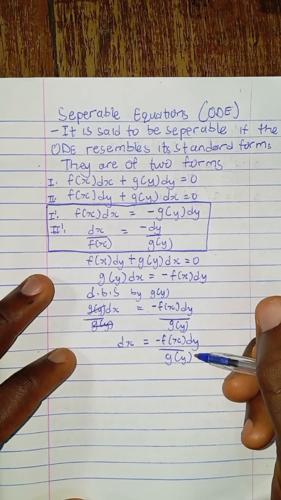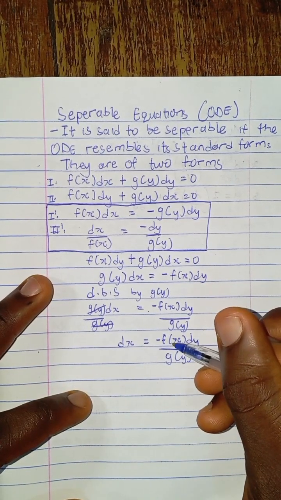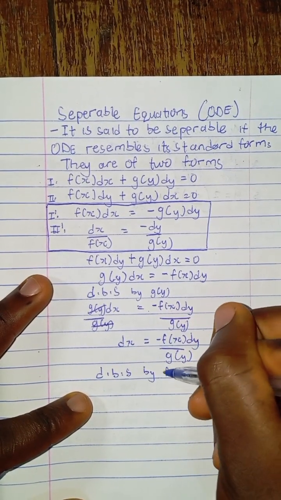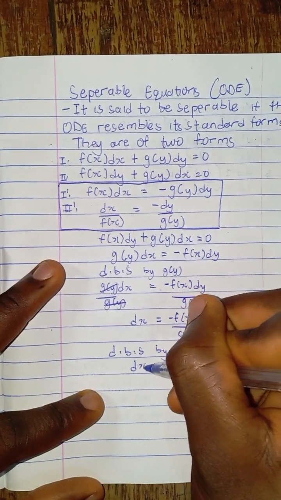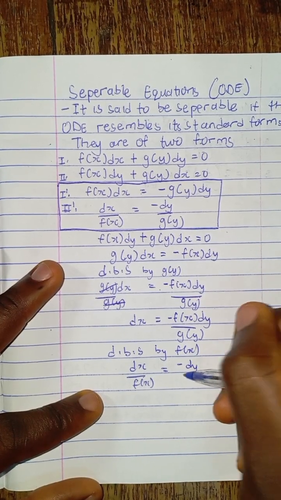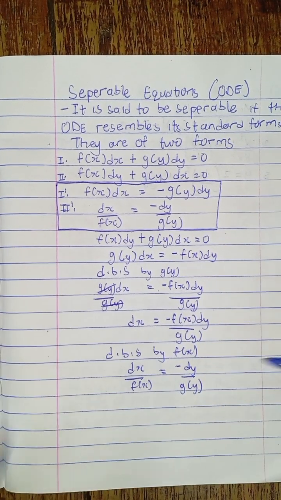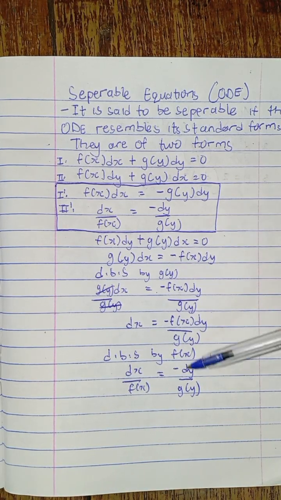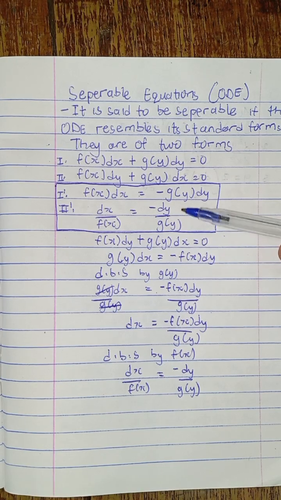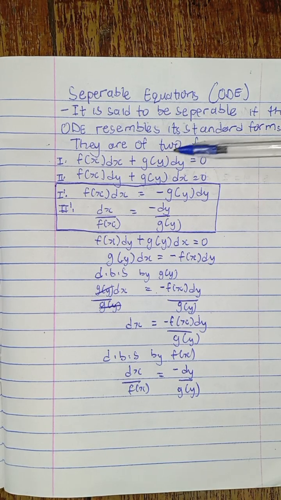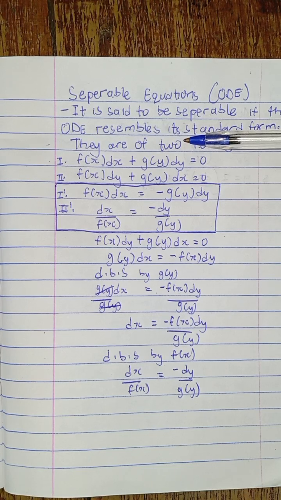We can also further divide both sides by f of x. So we have dx over f of x is equal to minus dy over g of y. So it is actually what I got here. In case you were not able to understand it, this is how it came about. So if you see an ordinary differential equation in this form, just know that it can be separated to get the solution of the equation.